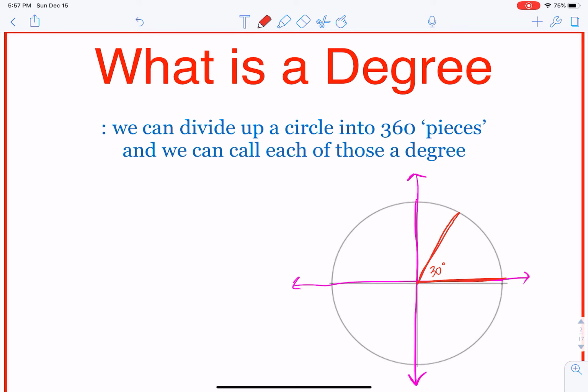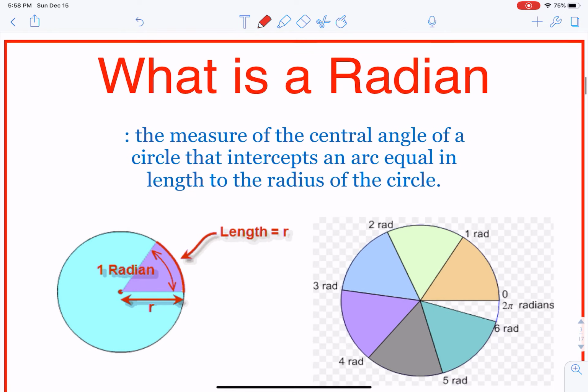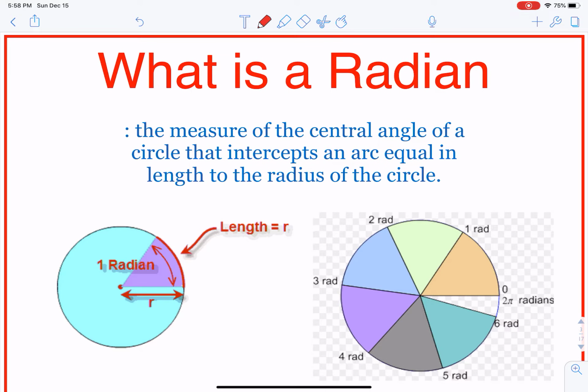I could say here that this angle measure here, so here's my starting side, I could call this right here 30 degrees. So degrees is a measure of angle that we should be pretty familiar with by now, and we should know that there are 180 degrees in a triangle. And over the past week or so, we've been dealing mainly with right triangles. So now we can chat a little bit about what a radian is. So I'll let you take a look at this slide here.